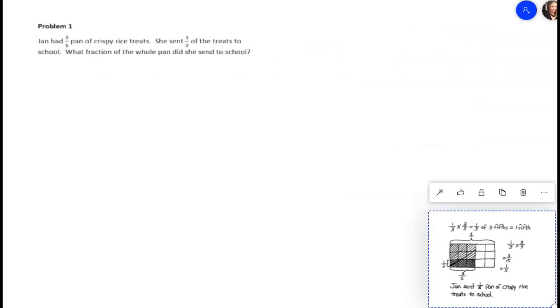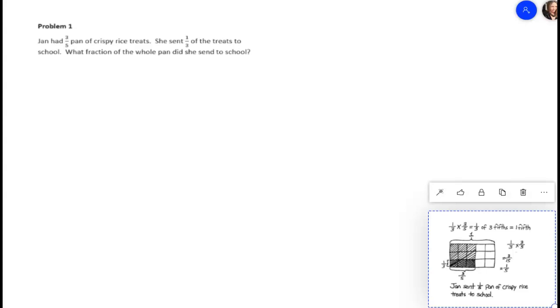Let's get started. Okay, problem number 1 says Jan had 3/5 pan of crispy rice treats. She sent 1/3 of the treats to school. What fraction of the whole pan did she send to school?